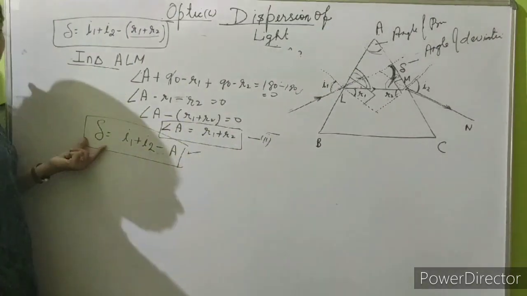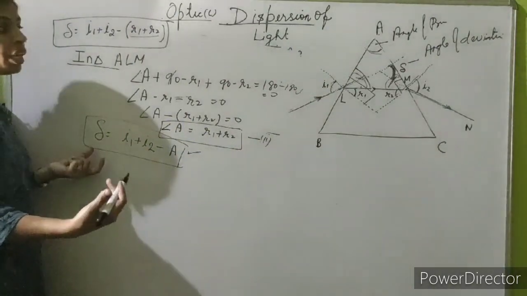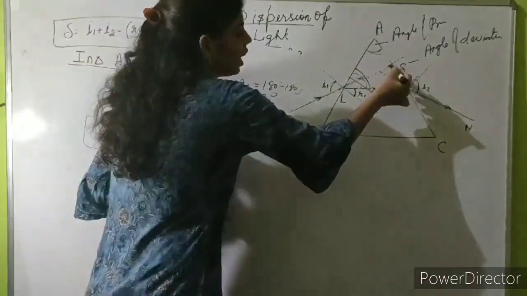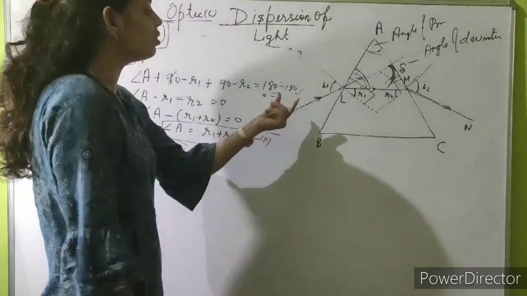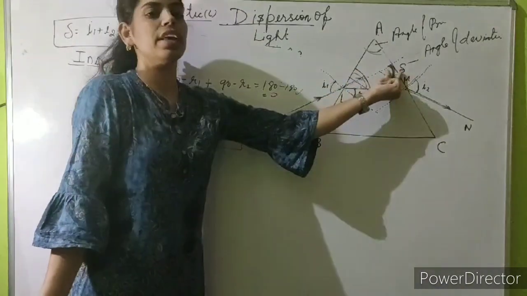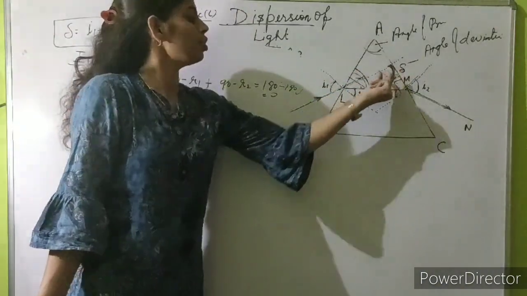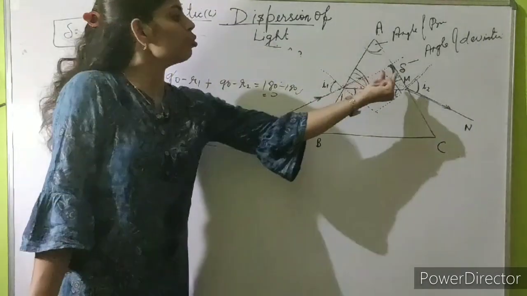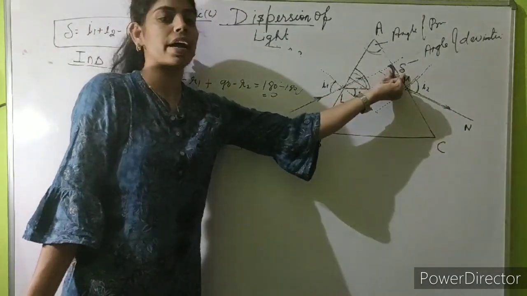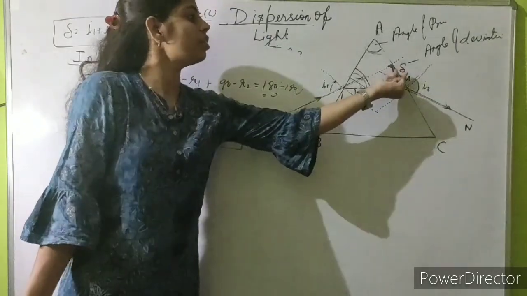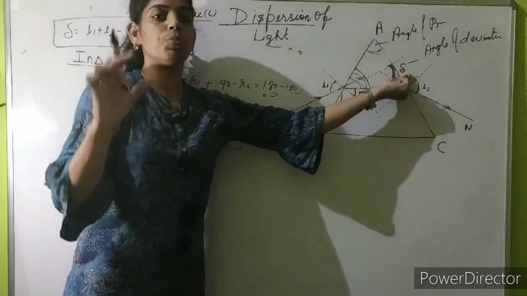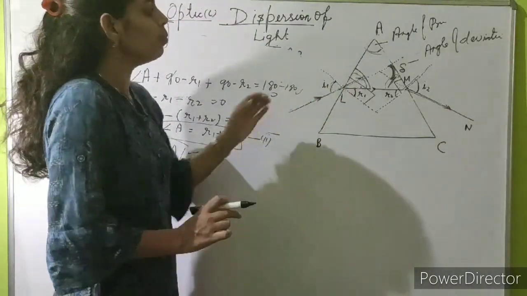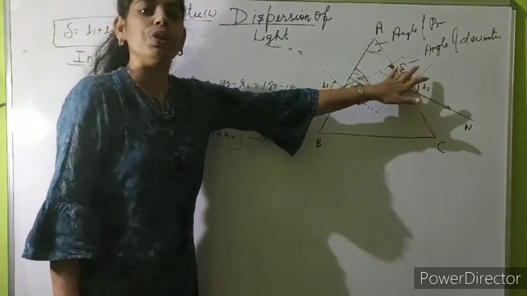But this angle of deviation can be minimum. How can we minimize this angle of deviation? That means, how can we reduce the angle through which this incident ray has been deviated? So we have to reduce the angle of deviation. That means we want to make it minimum. So the next derivation would be for the minimum angle of deviation.